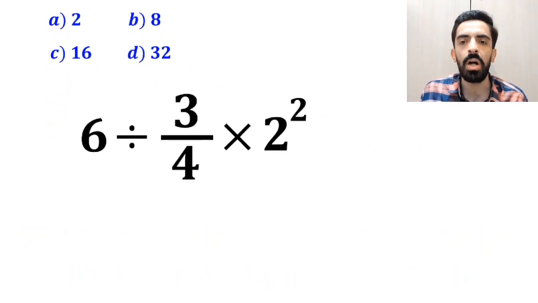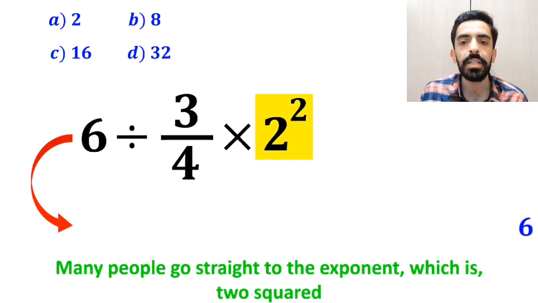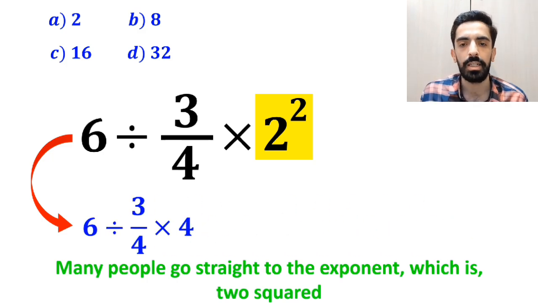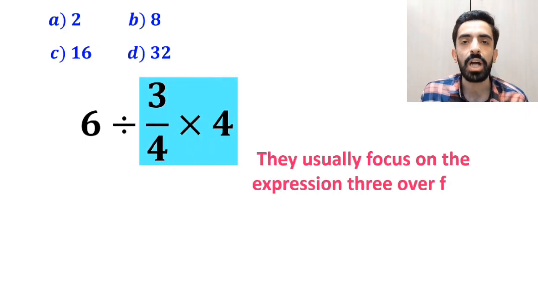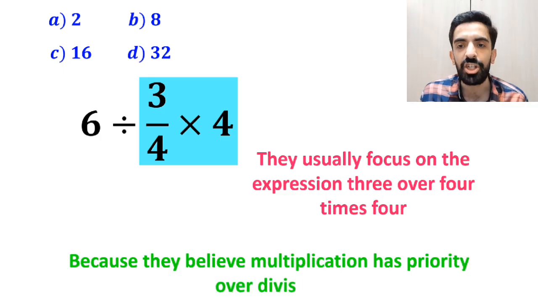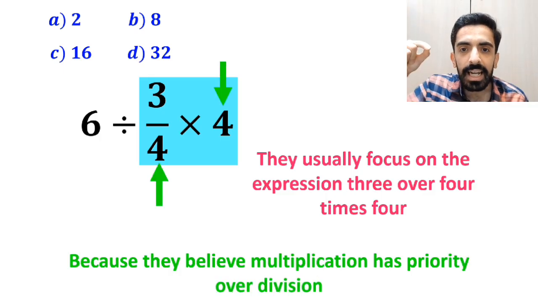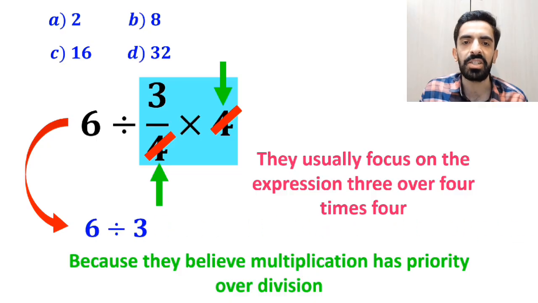In the first step of solving this question, most people go straight to the exponent, which is 2 squared, and simplify the whole expression to 6 divided by 3 over 4 times 4. In the next step, they usually focus on the expression 3 over 4 times 4, because they believe multiplication has priority over division. As you can see in the image, they very easily cancel out the 4's and rewrite this expression as 6 divided by 3, which ultimately gives them the answer 2.